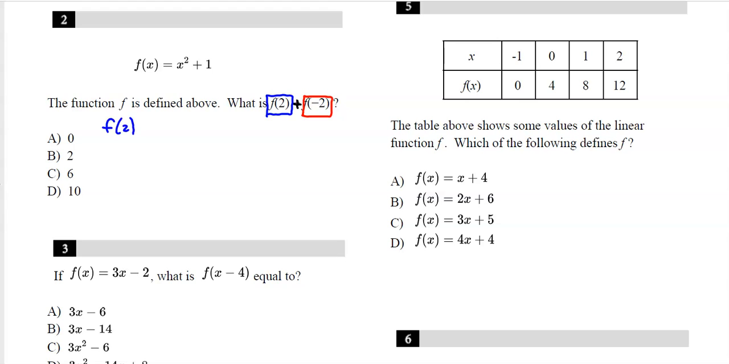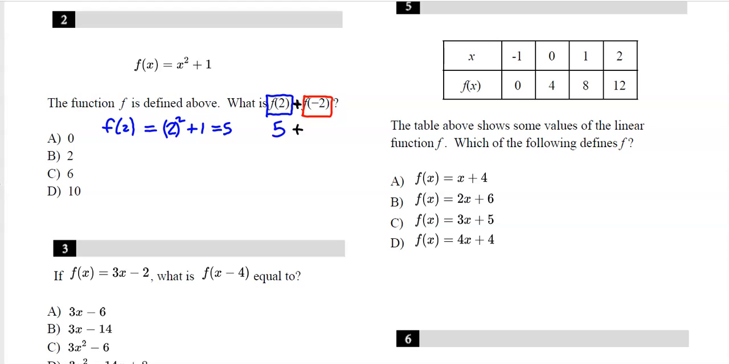So f of 2 would be 2 squared plus 1. And I probably should put that in parentheses. It's a positive, so it's not going to hurt me now, but it might hurt me later. 2 squared is 4. 4 plus 1 equals 5. All right, so f of 2 is worth 5.